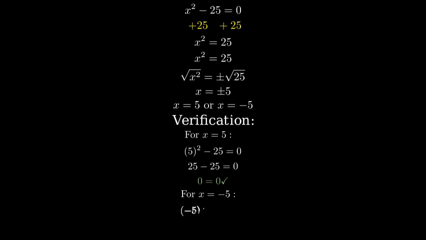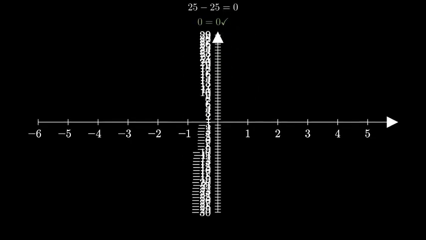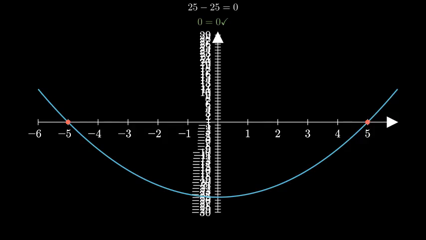Now, let's check x equals negative 5. When we substitute negative 5, we get negative 5 squared minus 25 equals 0. Negative 5 squared is also 25, so again we get 25 minus 25 equals 0, which is true. Let's visualize these solutions on a graph. The parabola representing x squared minus 25 crosses the x-axis at x equals 5 and x equals negative 5, exactly where we found our solutions.